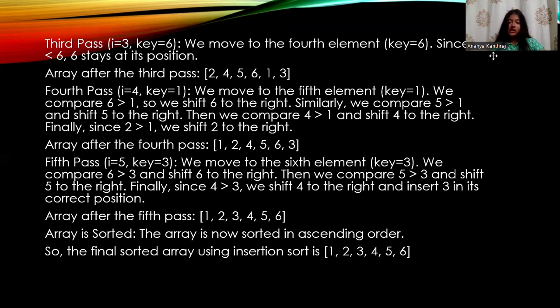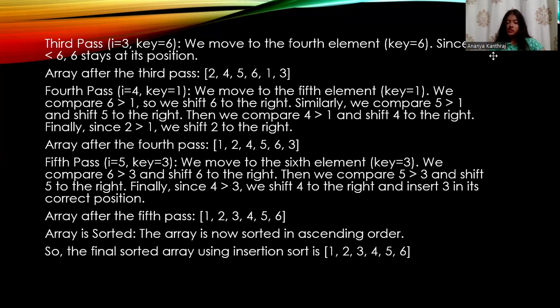Fourth pass: i is 4, key is equal to 1. We move to the fifth element, where the key is 1. We compare with 6, which is greater than 1, so we shift 6 to the right. Similarly, we compare 5, which is greater than 1 yet again. Finally, since 2 is also greater than 1, we shift 2 to the right.